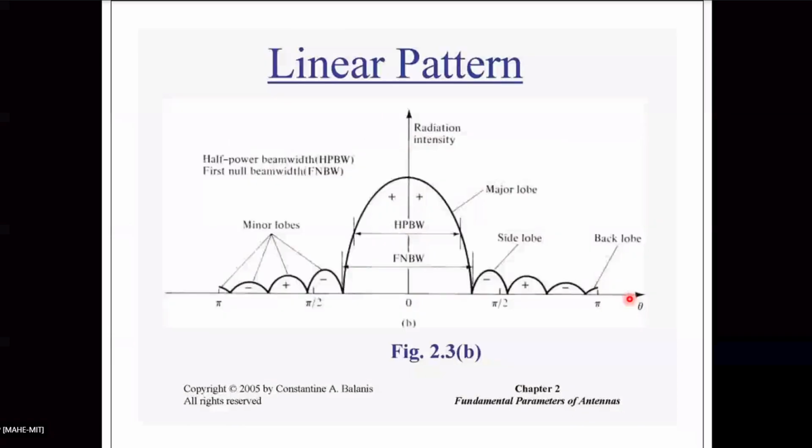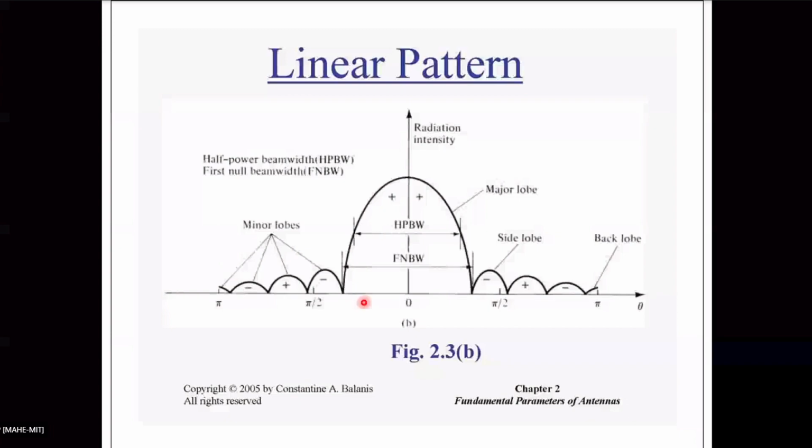Okay, now this is the linear pattern. Here it shows radiation intensity, which is related to power. It is called power per unit solid angle. So what you get is a power pattern. You can see here 0 to pi, and this is a linear pattern. You can see the half power beam width, first null beam width, side lobe, back lobe, major lobe, and minor lobes.